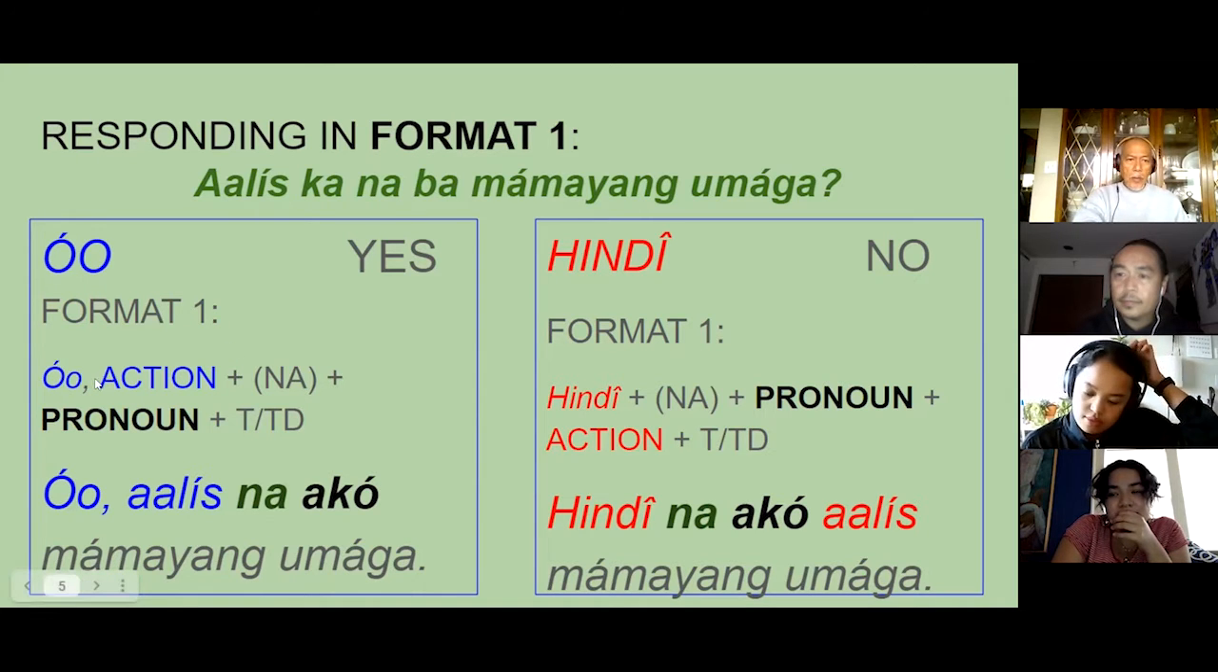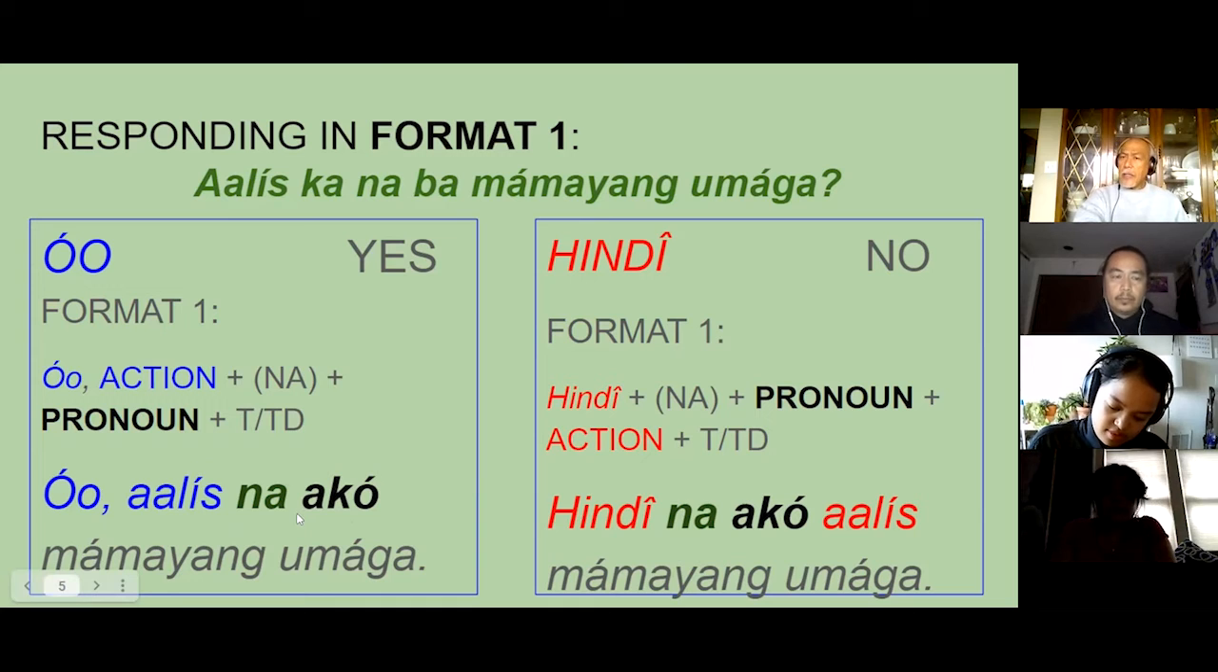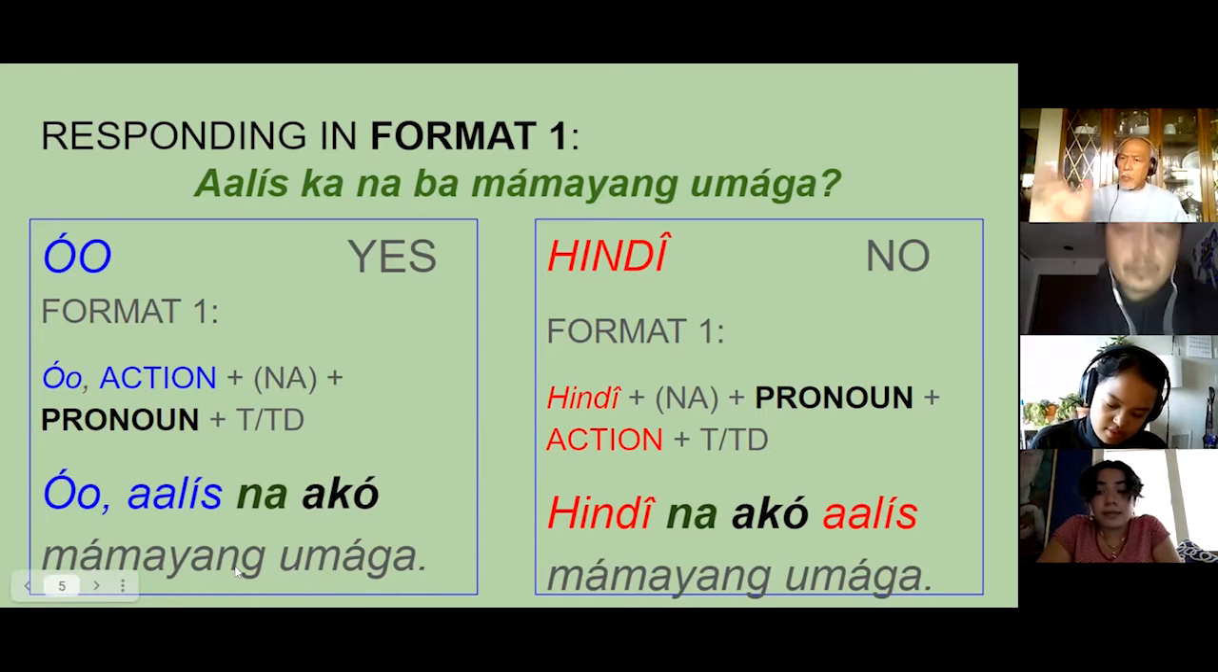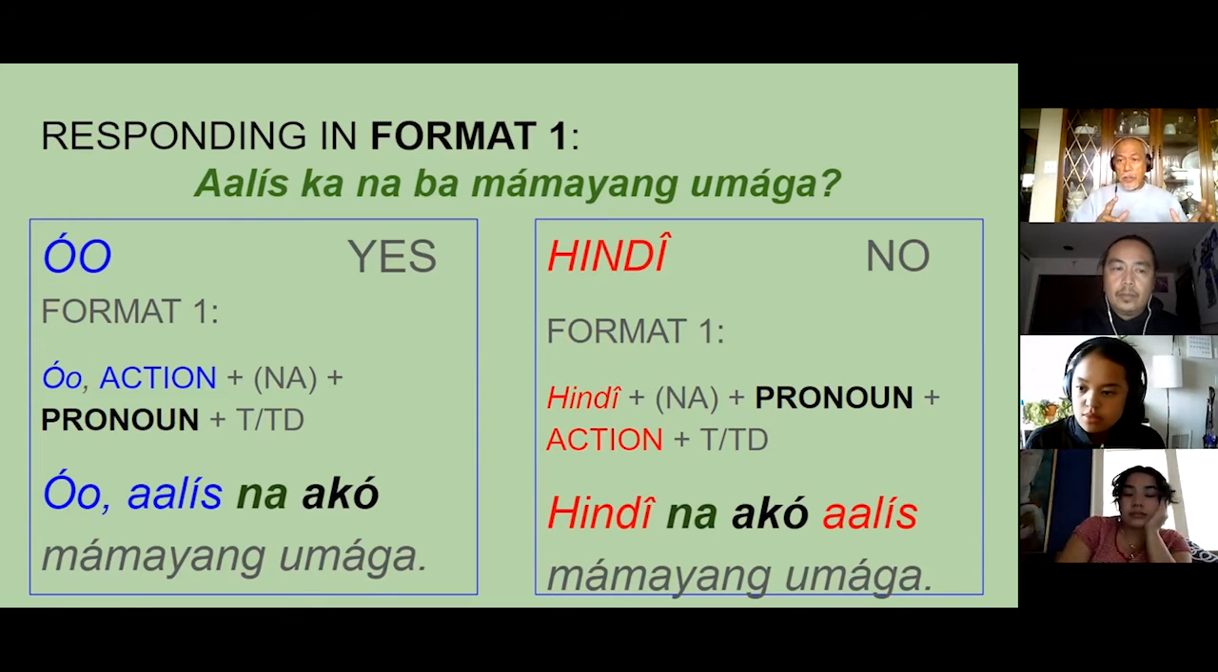is oo action pronoun. Oo action pronoun. So oo aalis ako, and then you have there the time of day. Remember when we said in the declarative, the time of day can either be in the front or the back, right? You remember that? But here, when you respond to a question, the time of day will have to be at the back, because the first one is going to be the yes.